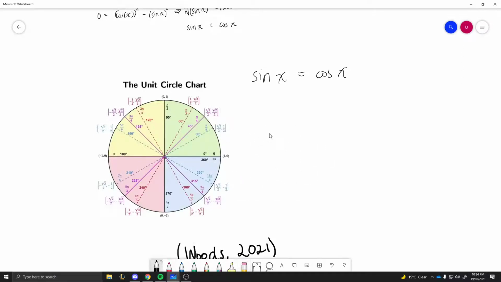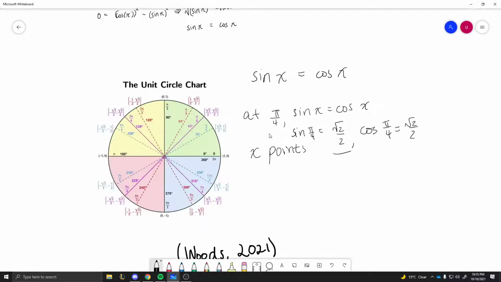So we had to find x points where both the coordinates are equal. They're not equal here, they're not equal here, but they are equal at these points, as you can see. So at pi over 4, sine of x is equal to cos of x, because sine pi over 4 is equal to root 2 over 2, and cos pi over 4 is also equal to root 2 over 2. As these are equal, this is a valid x point at pi over 4.